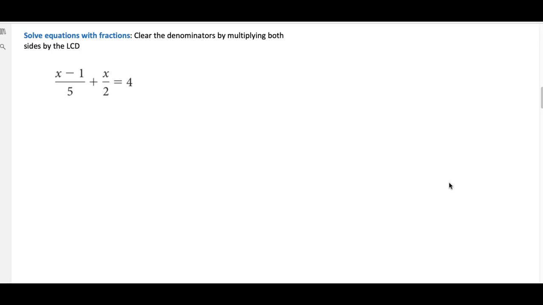Okay, the next method is to solve equations with fractions in them, and that's just when the x is on the top.